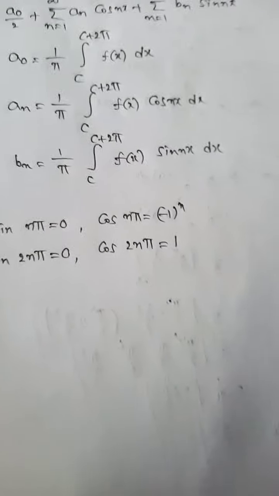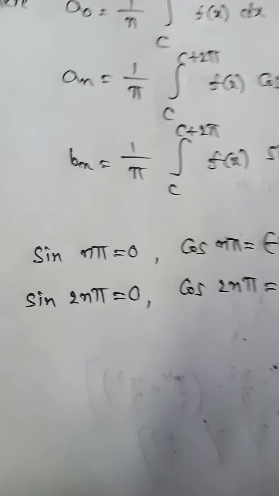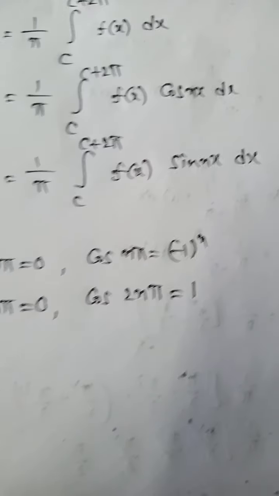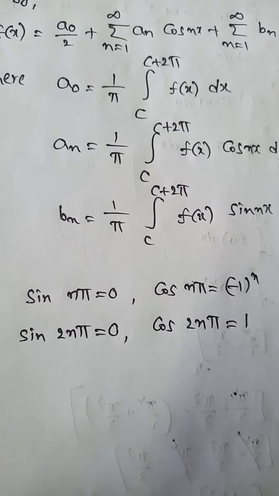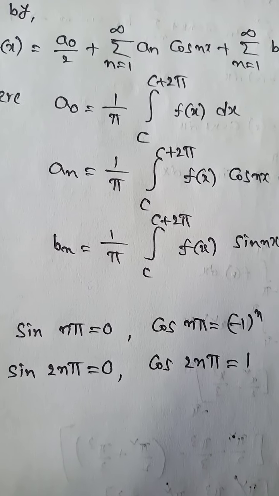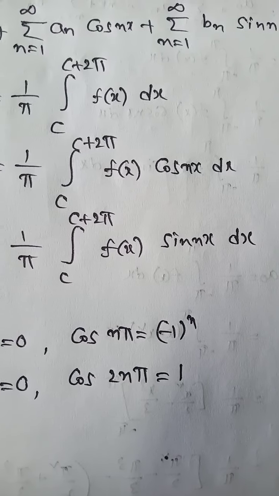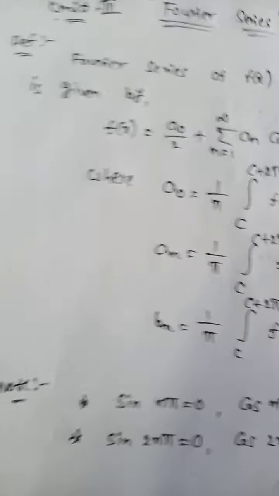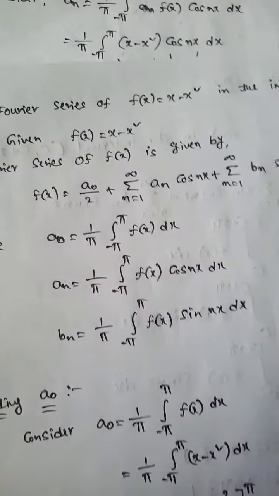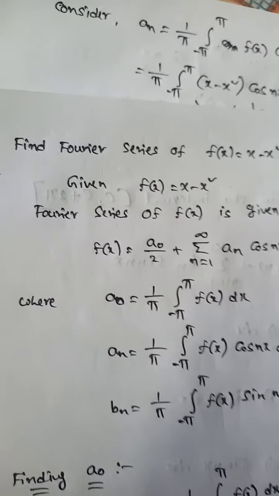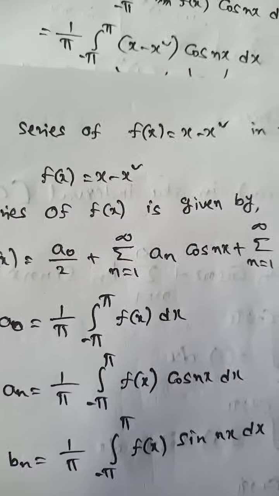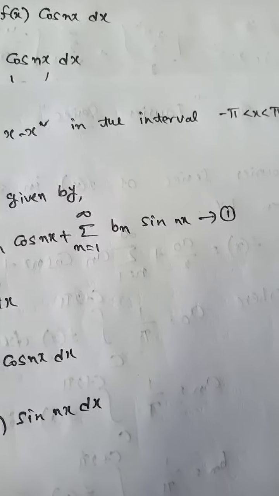You will mostly have sin 2n pi and cos 2n pi formulas in the interval 0 to 2 pi, and in the interval minus pi to pi you should remember these two: sin n pi equals 0, cos n pi equals minus 1 whole power n. Now let me take that problem. Given f of x equals x minus x square, the interval is minus pi to pi.